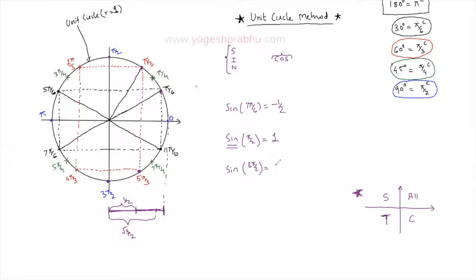Okay. Let me just do a few more. What if I want to find, say, sine of pi? Now this is a bit tricky. Let's talk about sine of pi. Pi is this angle. And what is the height of this? Like this is on the x-axis itself. So the height of this angle is just 0. So you will get this answer as sine pi is equal to 0.